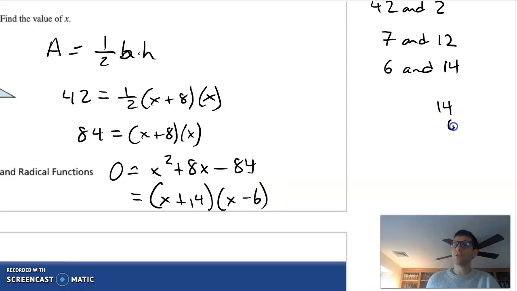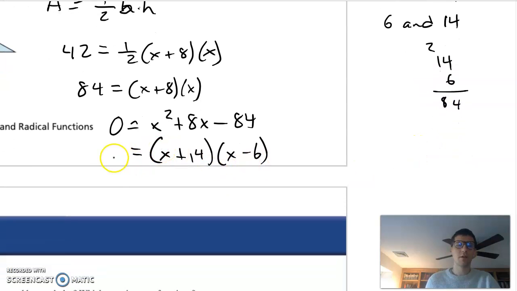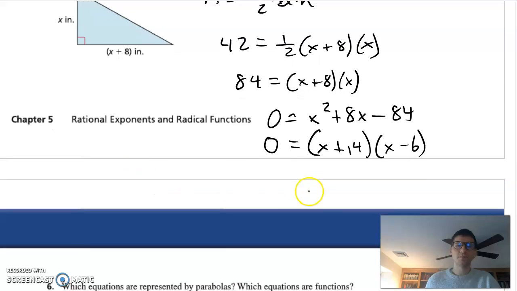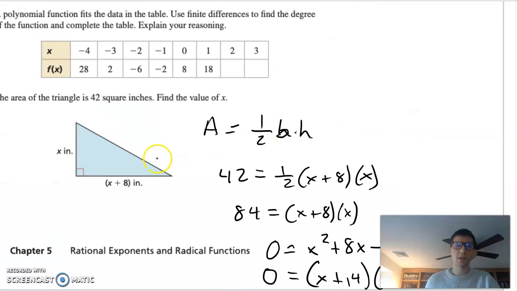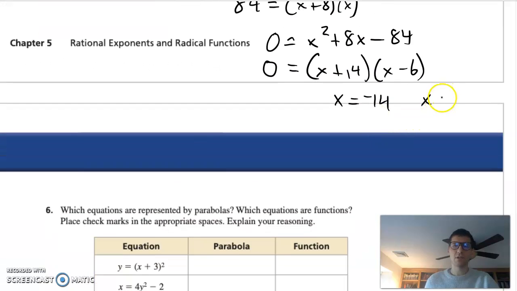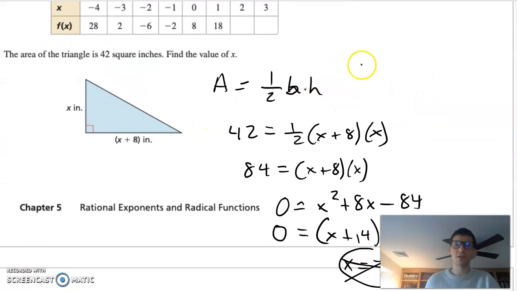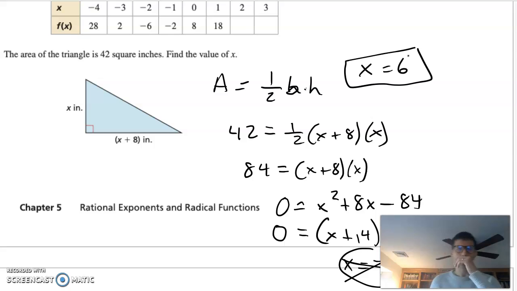Let's just double check. Okay, that gives 84. So, the only answer that makes sense, we can't have a negative 14, can we? Because that'll say the height is negative inches. No, so we can cross this one out, and it's got to be 6 inches. X equals 6. Bada bing, bada boom.